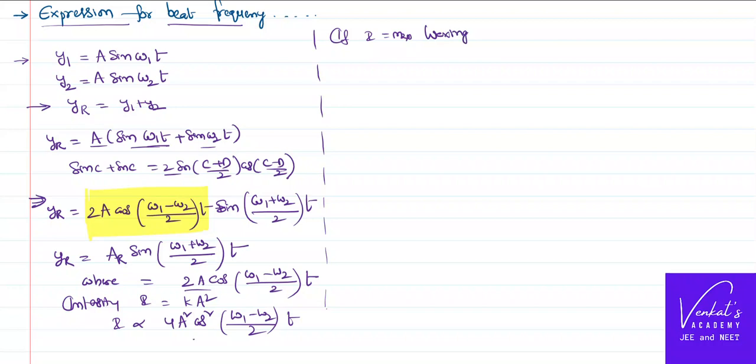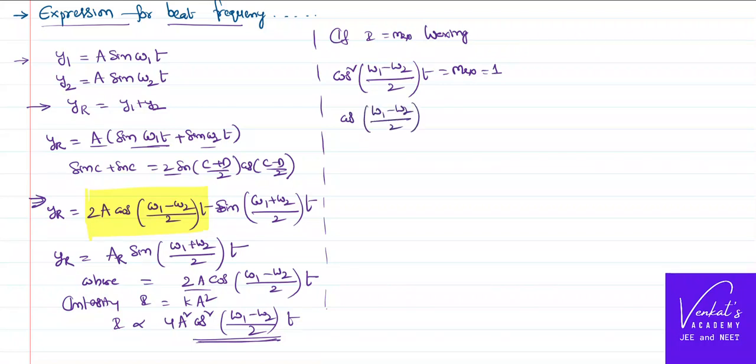So for that intensity to become maximum, this cos square of (omega 1 minus omega 2) by 2 times t has to become maximum. That implies cos maximum is equal to 1. So if I take a square root on both the sides, it is square root of 1, that is also plus or minus 1. So this cos part has to become equivalent to plus or minus 1.